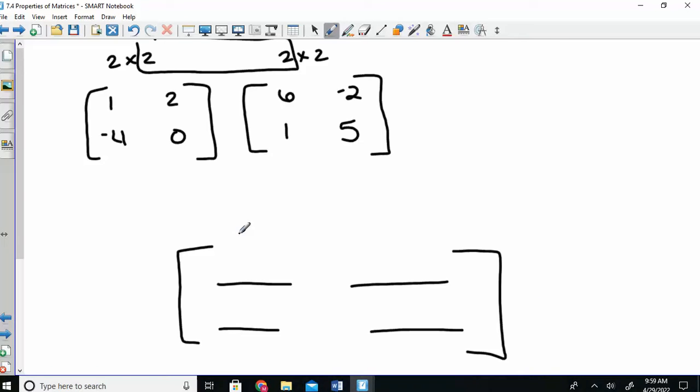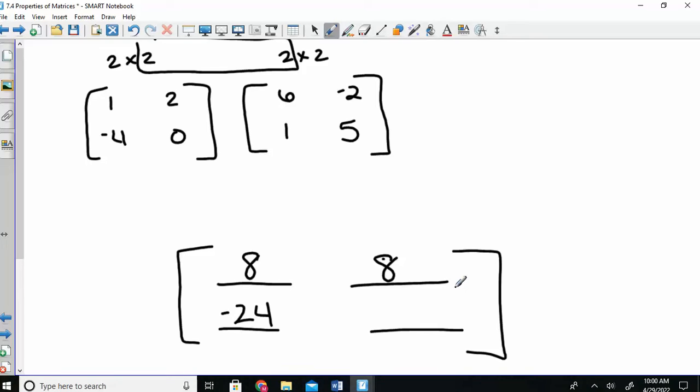Okay, so how do I get the first one? First row times the first column. So 1 times 6 is 6, 2 times 1 is 2, 6 plus 2, 8. Okay, here, we're still in the first row, so we're multiplying first row by the second column. -2 plus 10, which is 8. Okay, second row, first column, so -24 plus 0 is -24.